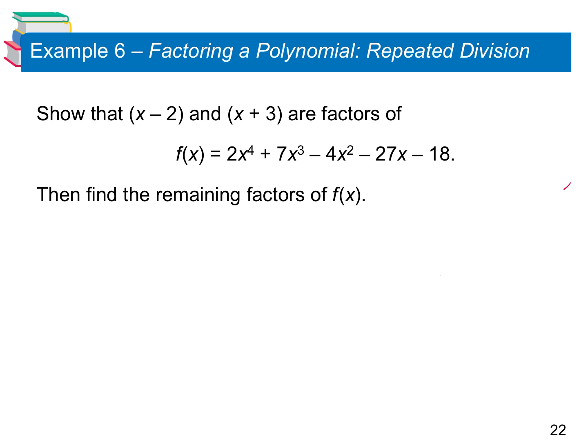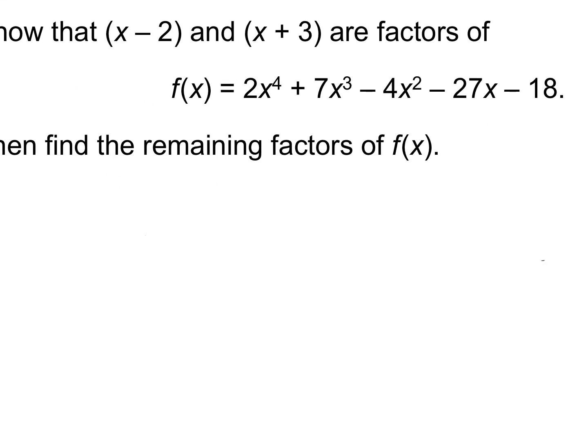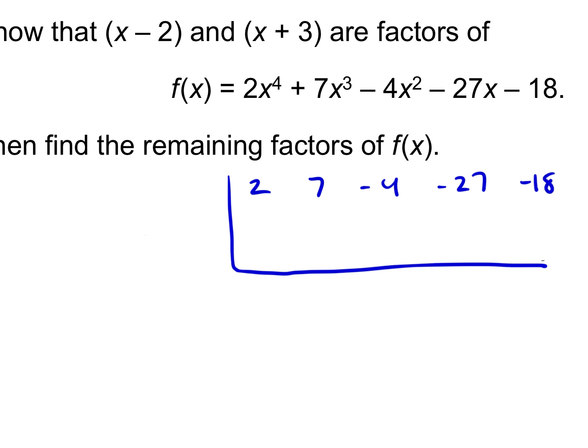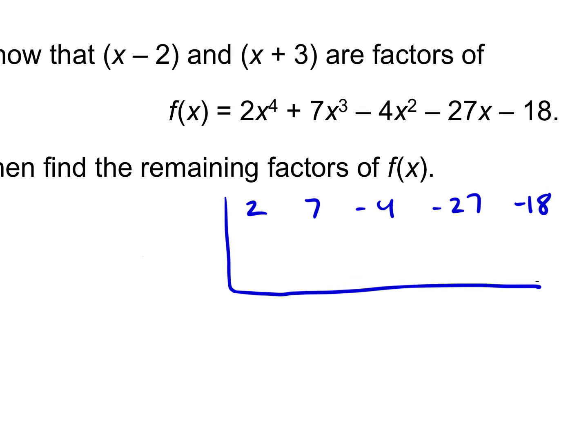So in example 6, it says show that x minus 2 and x plus 3 are factors of our polynomial here. To show that they're factors, we need to do synthetic division. So inside the box, I'm going to put my coefficients. So 2, 7, negative 4, negative 27, and negative 18. Double check, make sure you're not missing any terms here. We don't have to put a 0 in any spot, so we're good there.